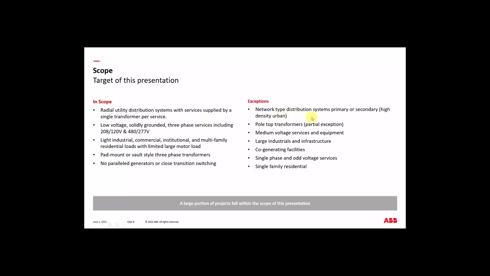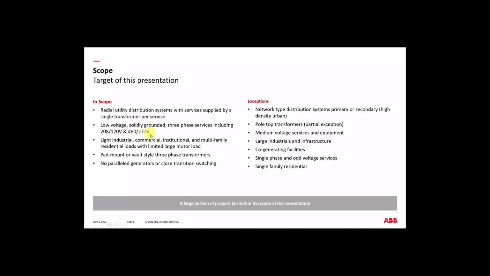You can see here the exceptions. I'm excepting network type distribution, which you usually get in dense urban areas, especially in New York, like Con Ed. Manhattan and high density areas in New York use a lot of network distribution, and that's a totally different animal. You can get some very high fault currents on those systems. So this presentation does not cover that. It's another topic entirely.